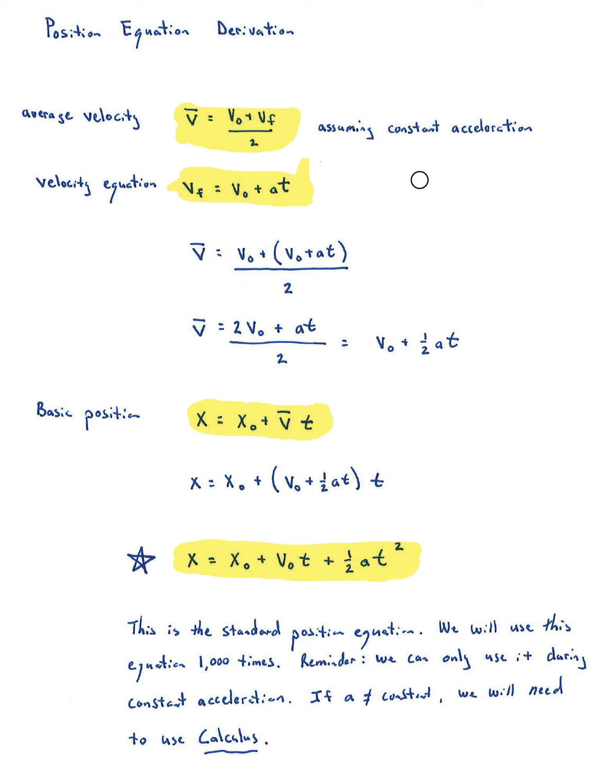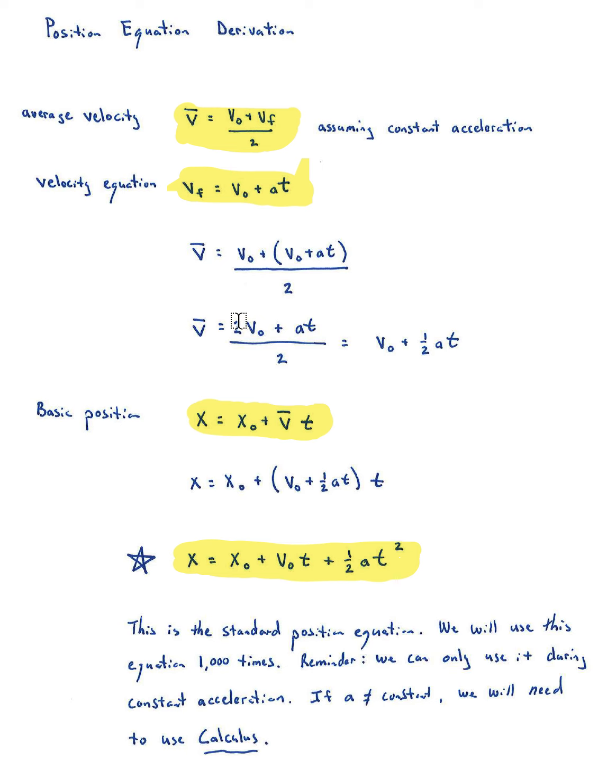So again, average velocity, v naught plus vf divided by 2. It's just saying that the average velocity must be the middle. The velocity equation as a function of time is how fast you were going at the beginning plus what you did to change that velocity and how long. Okay, so if you take this equation, v naught plus at, and you substitute it in to the top, vf, you get this equation right here. If we simplify that, we get 2v naught plus at over 2.